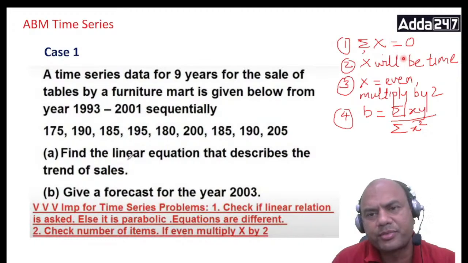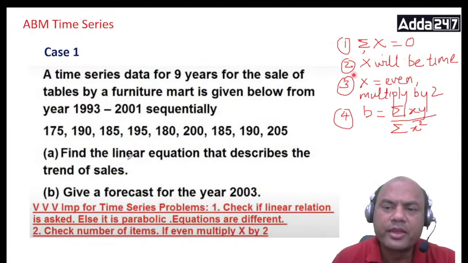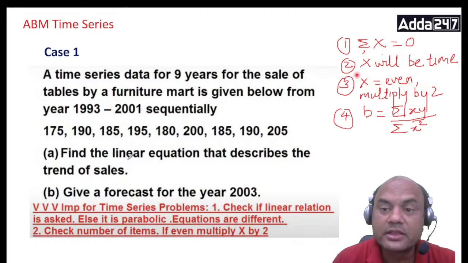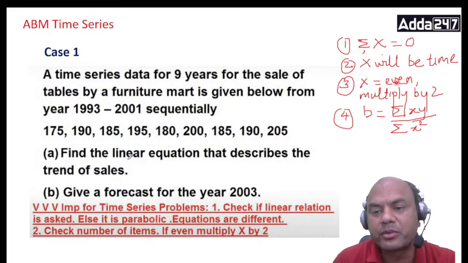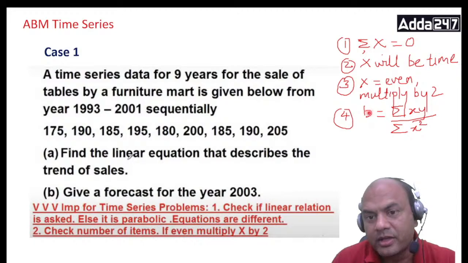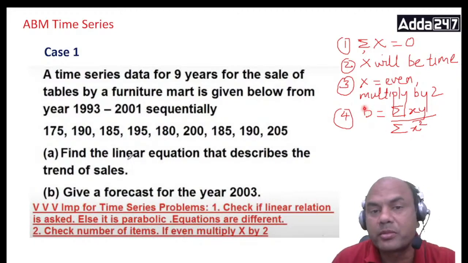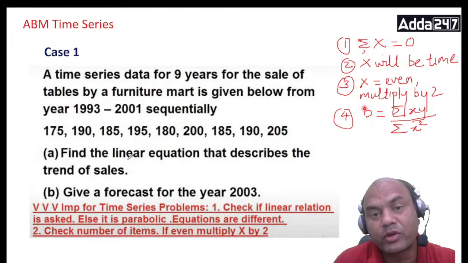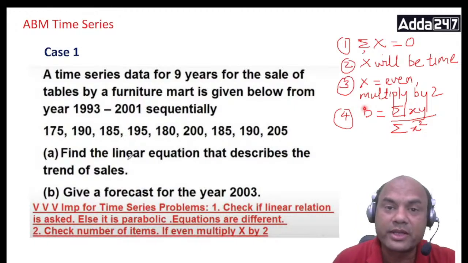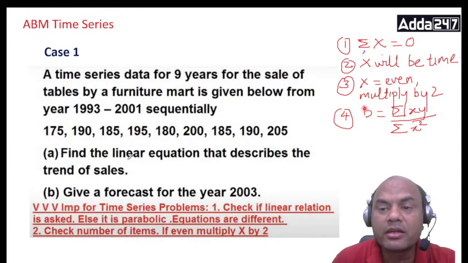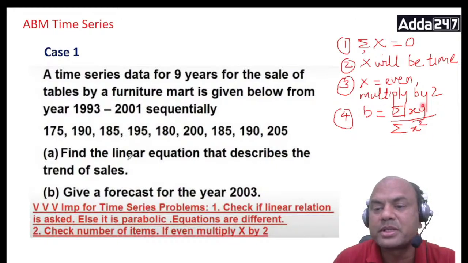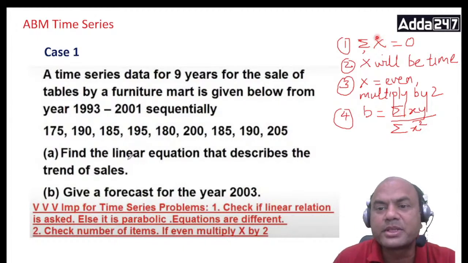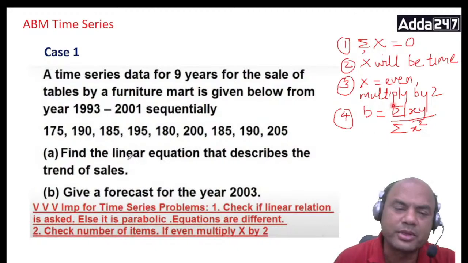X will always be time. Remember this by heart. X will always be time over here. If x is even, multiply whatever is given by 2. This is the third point. If x is even, multiply by 2. And then B, how to find it? See here, this B we had seen in our correlation problem also. In correlation we had studied that formula: covariance of xy upon variance of x. Right? But here this is very simple: summation xy upon summation x square. It is actually derived from that formula only. Because summation x is 0 over here, that's why B becomes very simple.